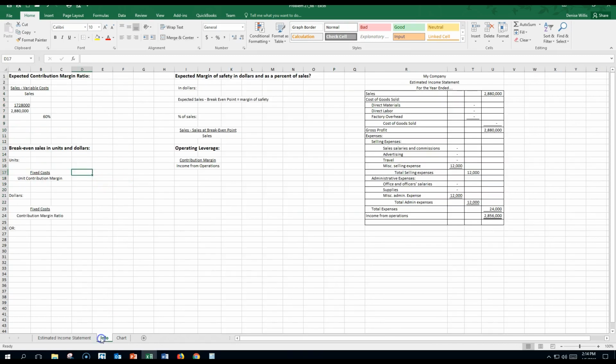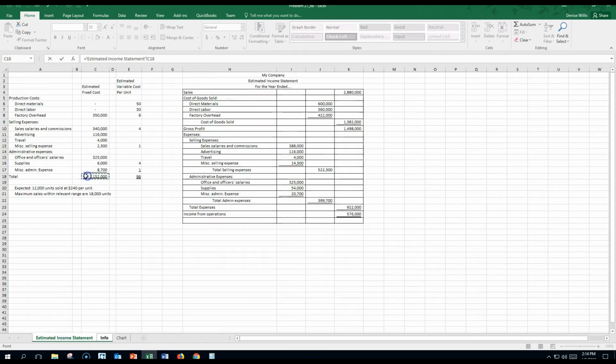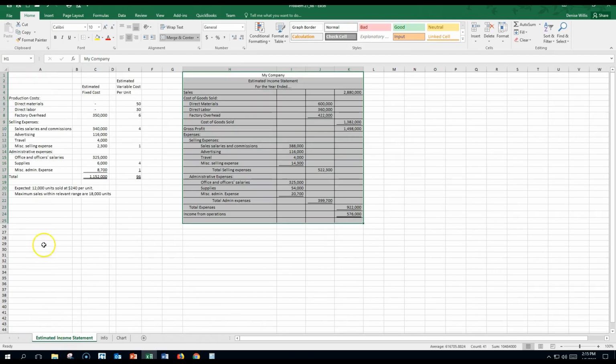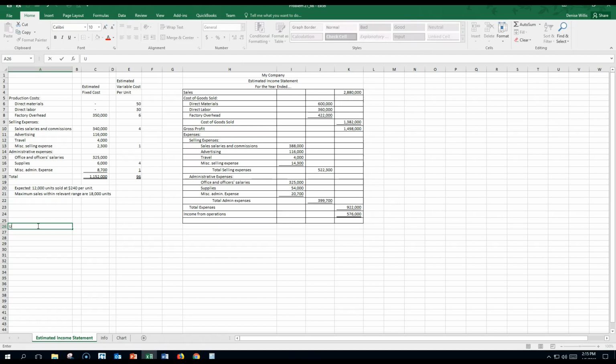Here is the fixed cost. So this equals, and I'm going to go over here and just pull it from here, that number. That's my fixed cost. And I want to divide it by the unit contribution margin. Now, we have not talked about the unit contribution margin yet, but let's come over here and figure out what it is.